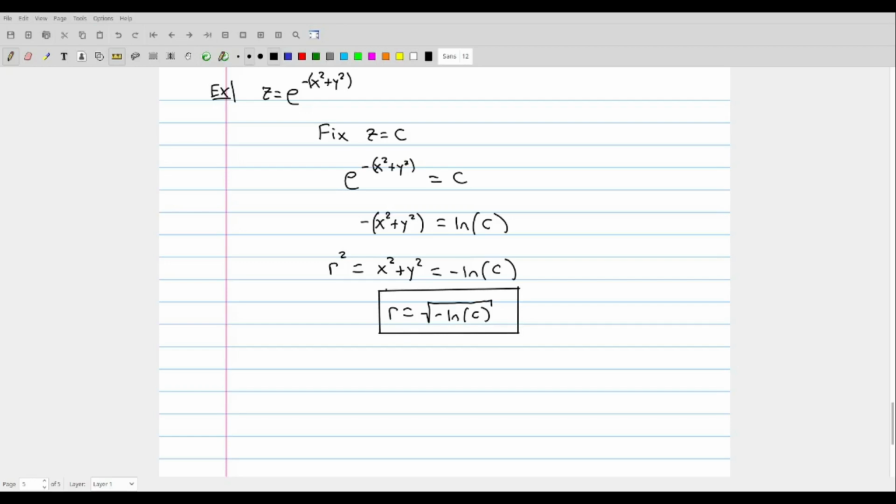And what's nice about this method is that looking for the level curves of a function of two variables directly gives you the actual range of the function, because the range of the function is all of the values that can be hit by the function. These are all possible values of c for our function.